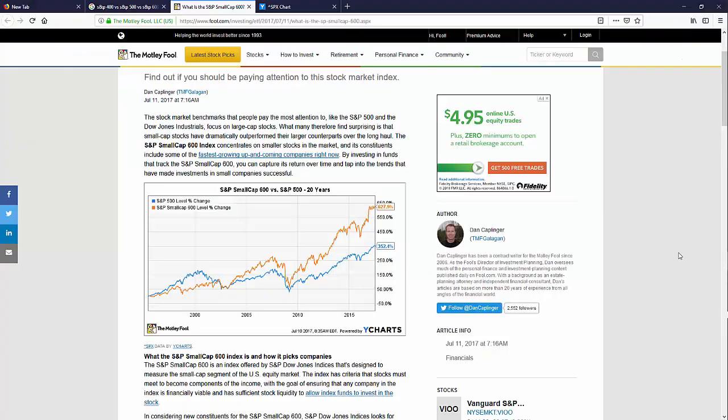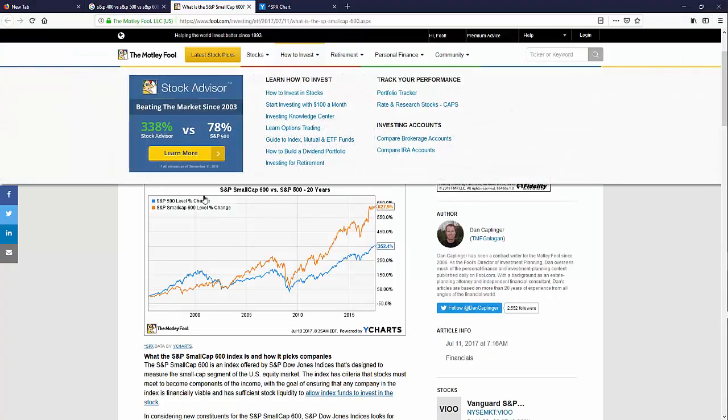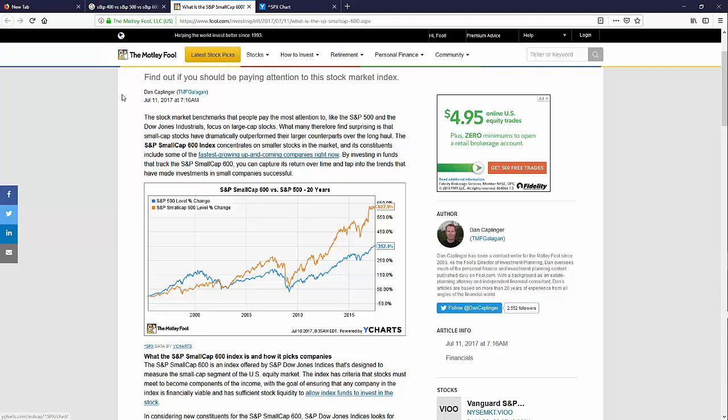We go out here. This is a graph on an article by the Motley Fool, and it shows the S&P 600 versus the S&P 500. The S&P 500 is an index of the 500 largest stocks by market capitalization. So the top stocks in this index right now, they alternate between these three companies, but Apple, Amazon, and Microsoft tend to be the largest companies in the S&P 500 right now, but they're very big companies.